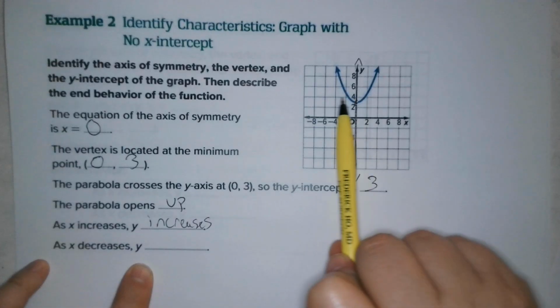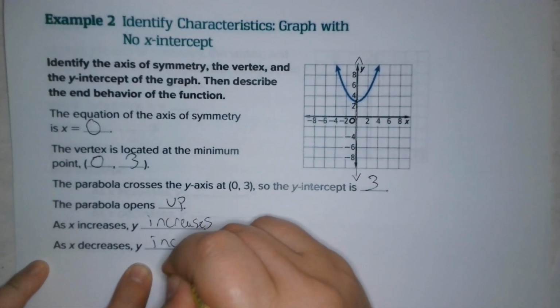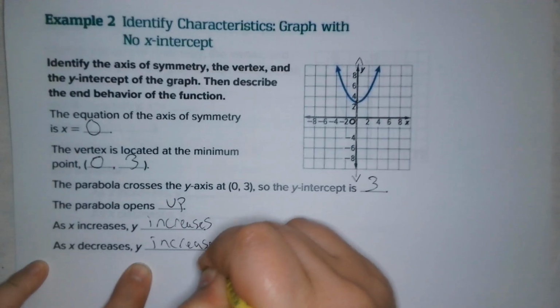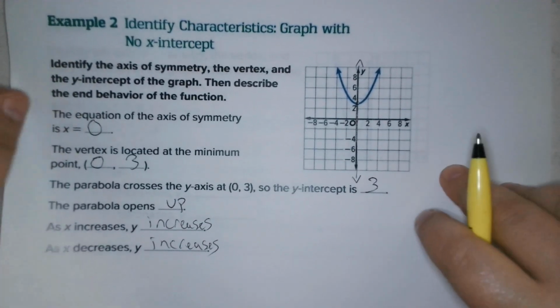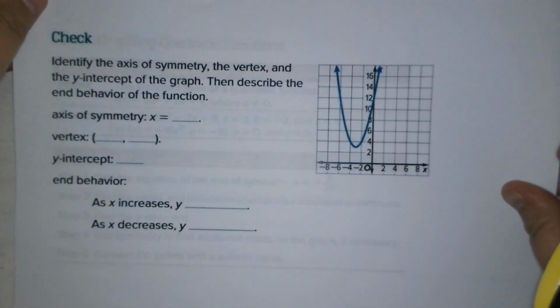Okay, so as x is increasing, y is going up, so it increases. As x is decreasing, y is increasing. It increases. Okay. Pause. You try this, check on your own.